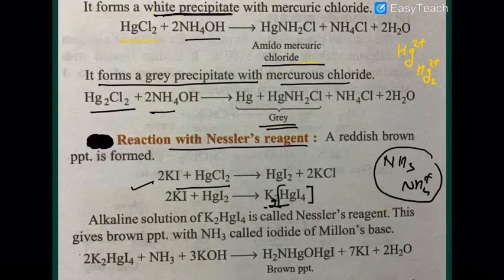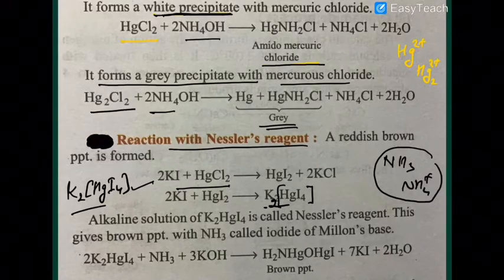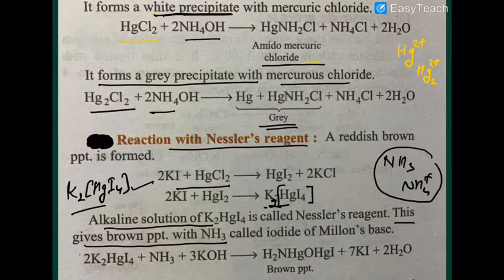I am repeating once more. It is K2HgI4. This is called Nessler reagent. It is prepared by dissolving mercury chloride with excess of KI. When a basic solution of Nessler reagent, that is K2HgI4, reacts with ammonia, it forms a brown precipitate which is called iodide of Millon's base.